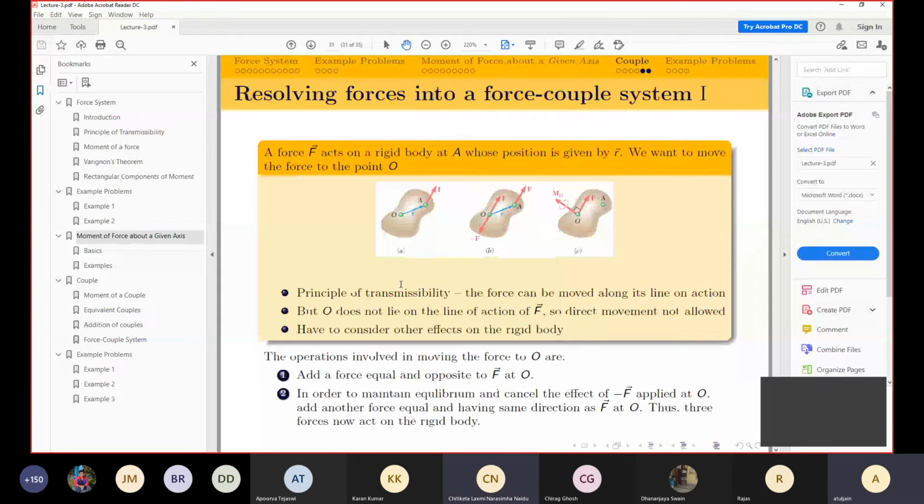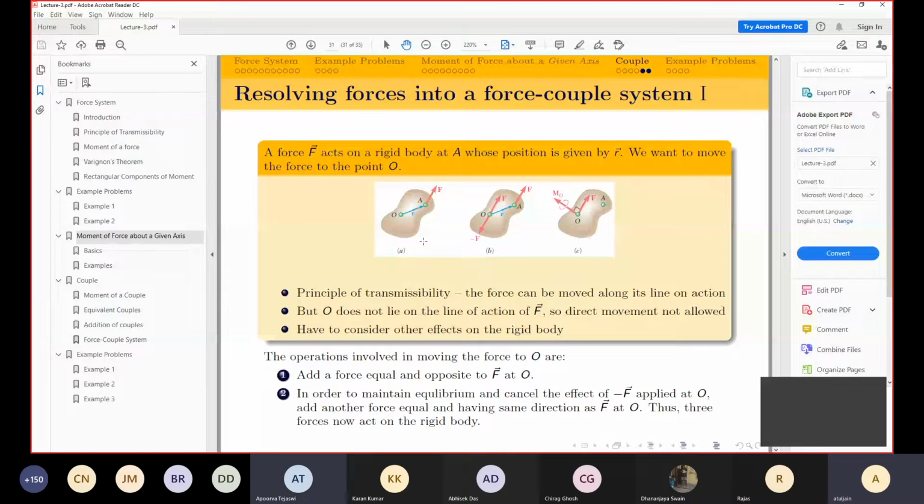So how about this one, sir? Is the body clear? Yes, sir. So I think this is a new concept for most of you: resolving forces into a force-couple system. Did you guys understand this, or was it clear in your problem-solving session, or should I go through it? Sir, please go through it. It's easy, sir. Repeat it once.